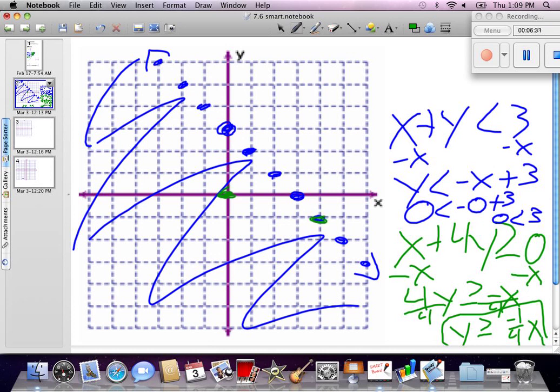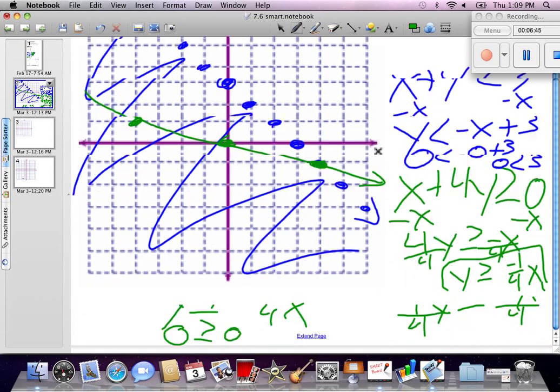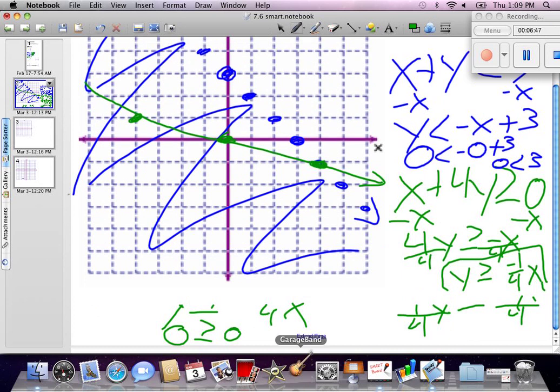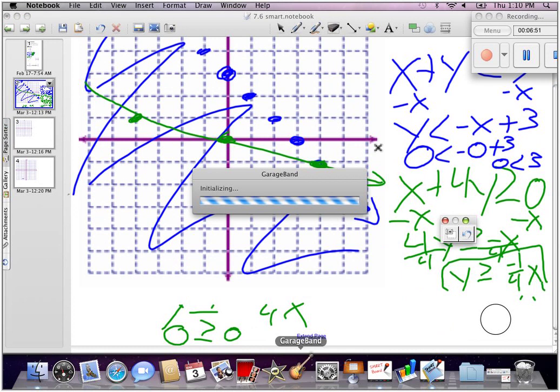Okay, so I start at 0 because nothing's being added or subtracted. And I'm going to go down 1 over 4 or up 1 over negative 4. And it is a solid line. And now the tough part, plugging in that 0.